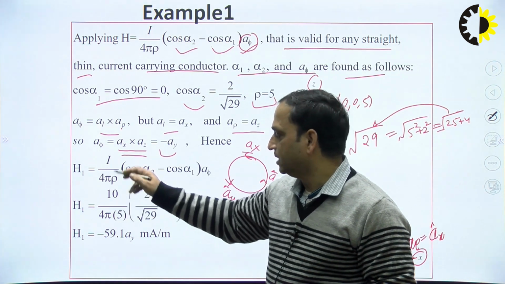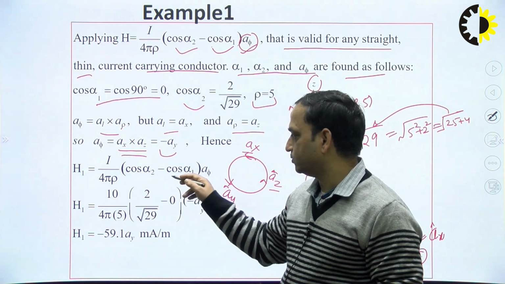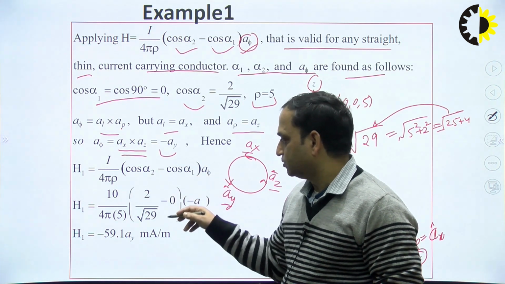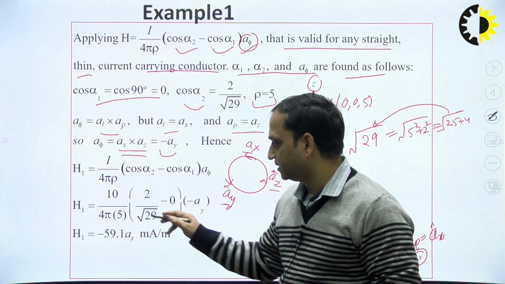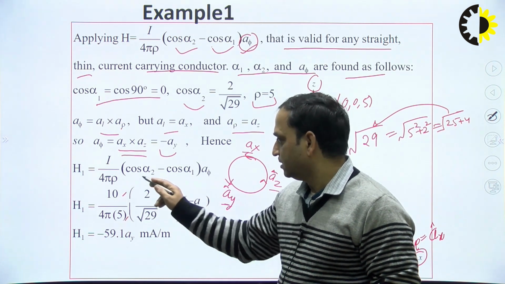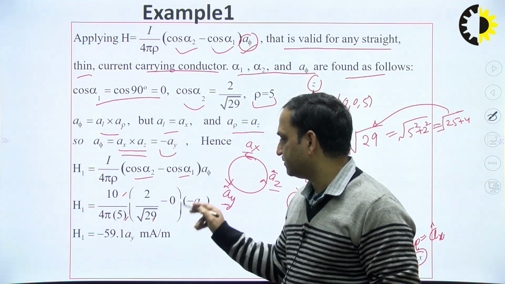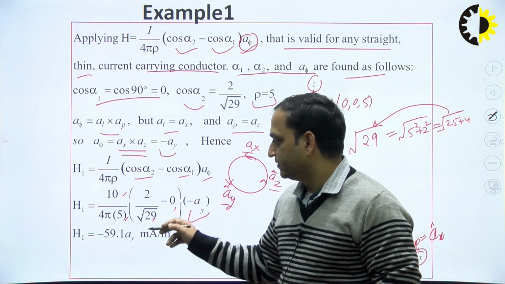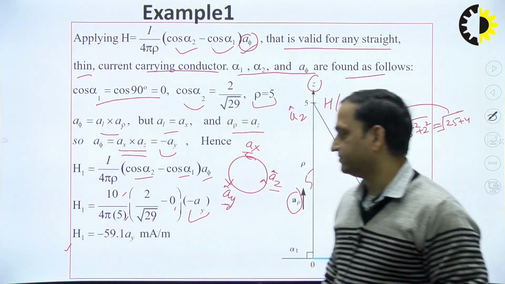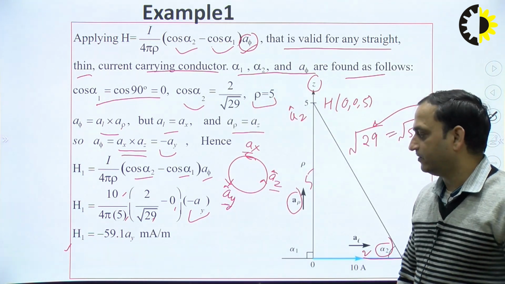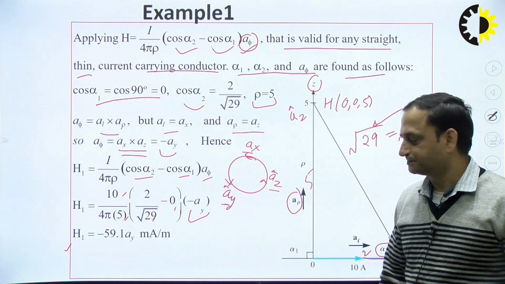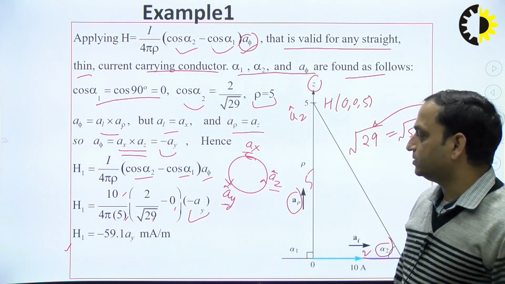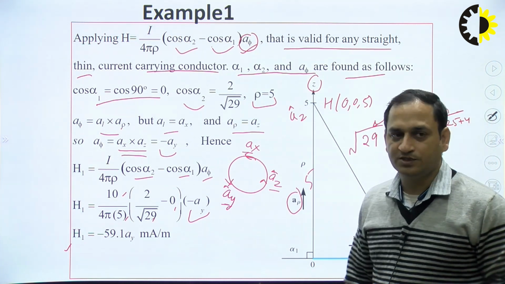So H1 is I upon 4 pi rho, cos alpha 2 minus cos alpha 1, A phi. In place of that, just put all the values together. I is this one, rho is this one, cos alpha 2 is this, cos alpha 1 is 0, and in place of A phi you can put minus of AY. So when you are solving, H1 will be minus 59.1 AY milliampere per meter. I hope this point is clear.